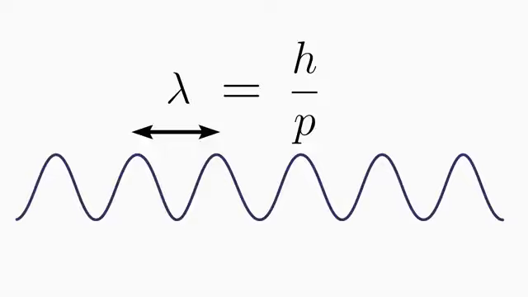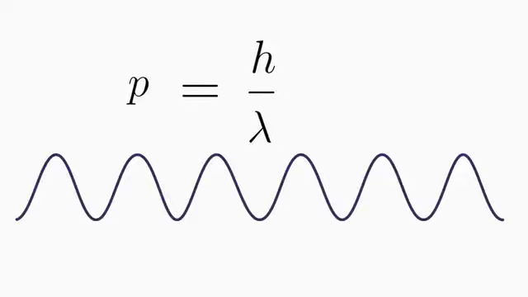In quantum mechanics, it is common practice to express the momentum p not with the de Broglie wavelength, but with the wave number k. k is 2 pi over lambda. Thus, the momentum becomes h times k over 2 pi. h over 2 pi is defined as a reduced Planck constant, h bar. So we can write the momentum more compactly with h bar k. We will need this equation later.